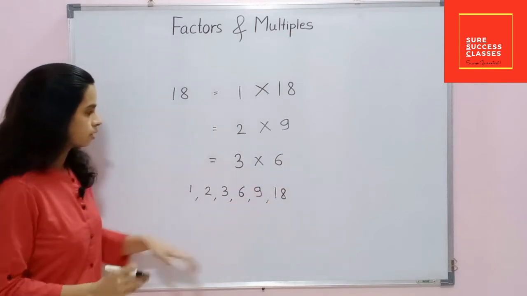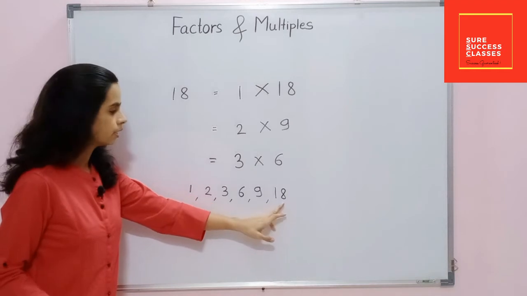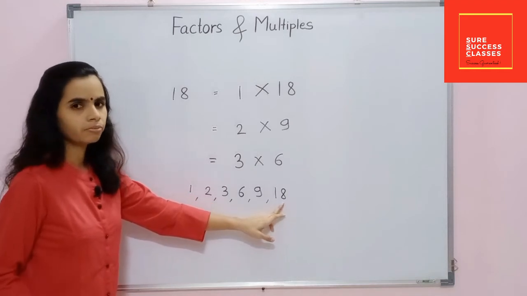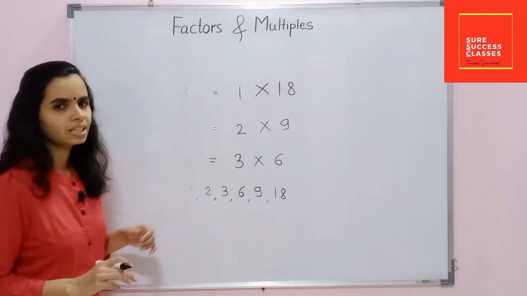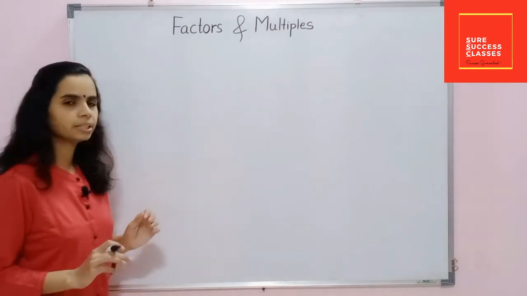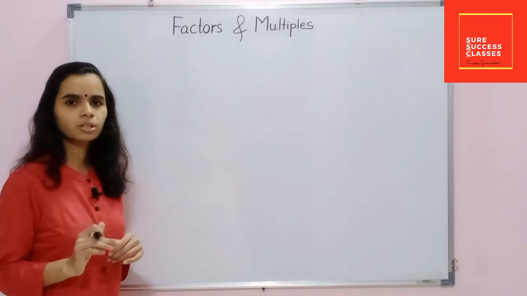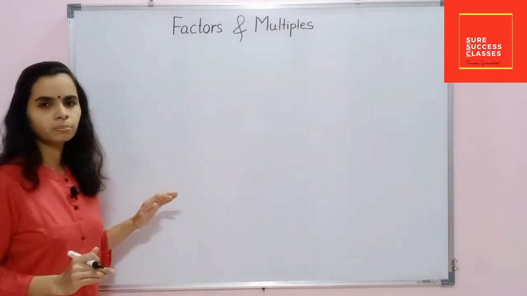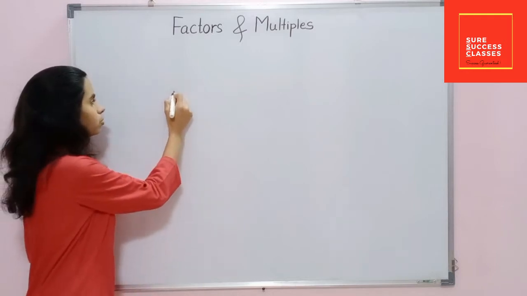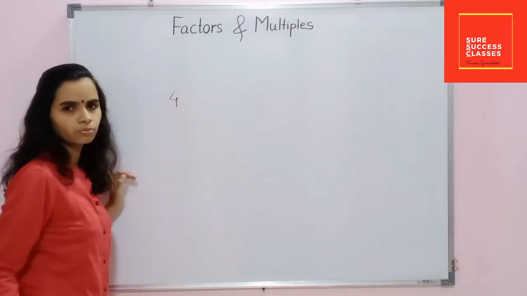From this we come to know that a number itself is a factor of that number, and 1 is a factor of any number. Let's go for multiples. Multiples are those natural numbers which are obtained by multiplying any whole number by it. Suppose we have to find the multiples of 4.